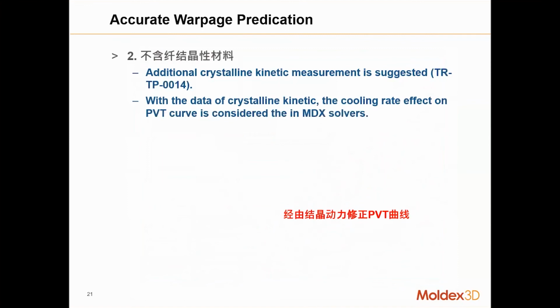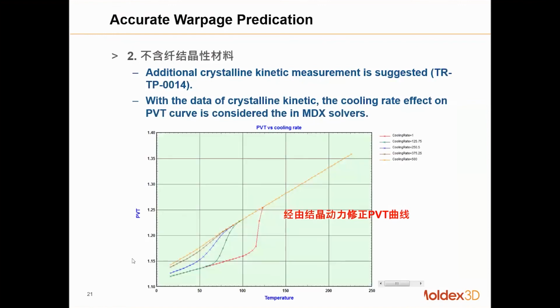Okay, so for accurate warpage predictions, if your material is a semi-crystalline material, we suggest that you also consider the cooling effect, because the PVT curves will also be influenced by the cooling effect. Here, the red curve is the PVT curve for a very slow cooling process, and the green curve and the blue curve are the PVT curves for different cooling rates. You see that with faster cooling rates, the PVT curves gradually become aligned. That means there is not sufficient time for the materials to crystallize. So it is quite important for these materials to have their crystallization kinetics measured properly.